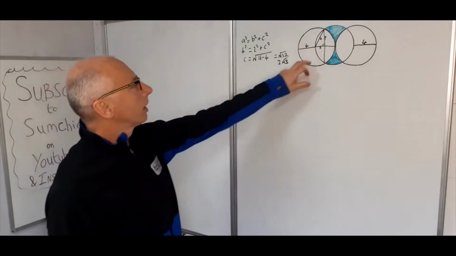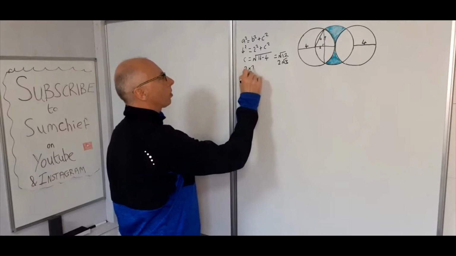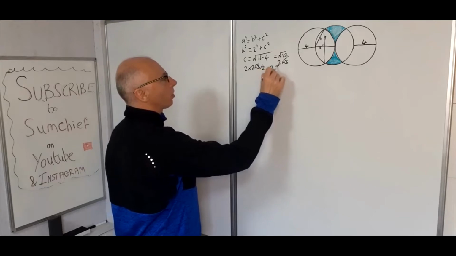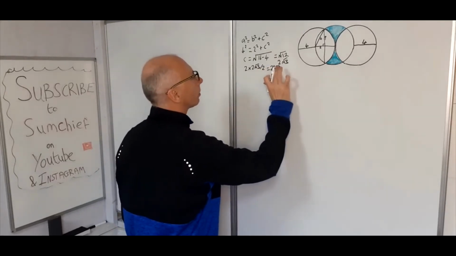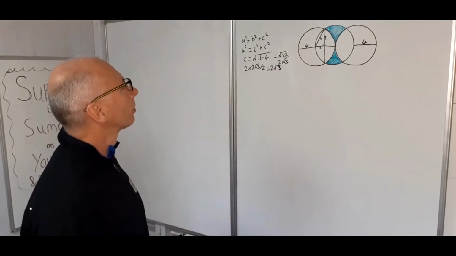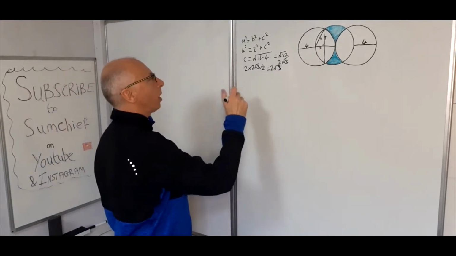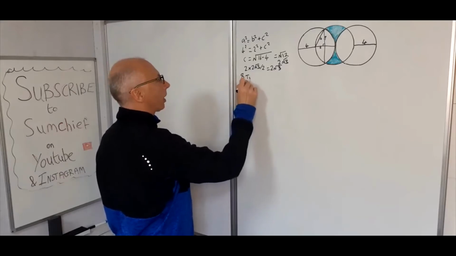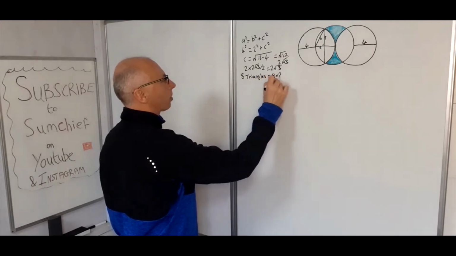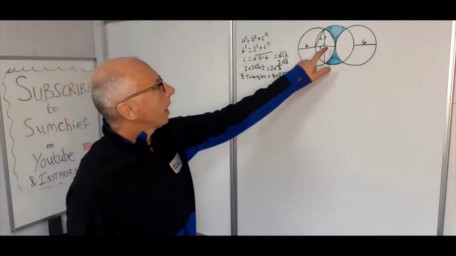Okay. So now what we do, area of a triangle, 2 times 2 root 3 over 2, which gives us 2 root 3. Now, for 8 of those triangles, we need to just multiply this up by 8. So 8 triangles is 8 times 2 root 3, which is 16 root 3. So that's the area of the 8 triangles.